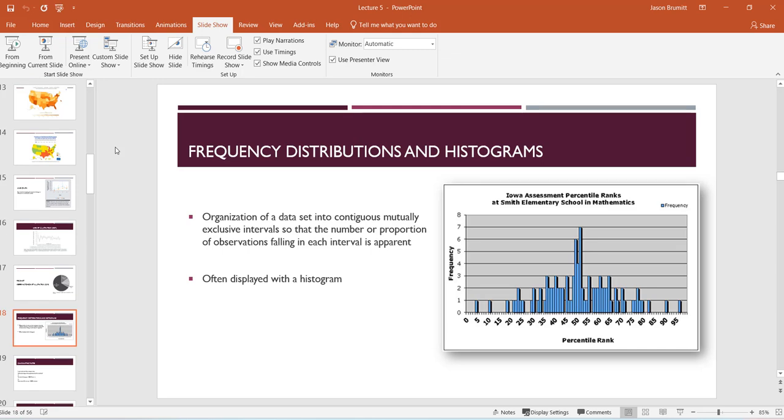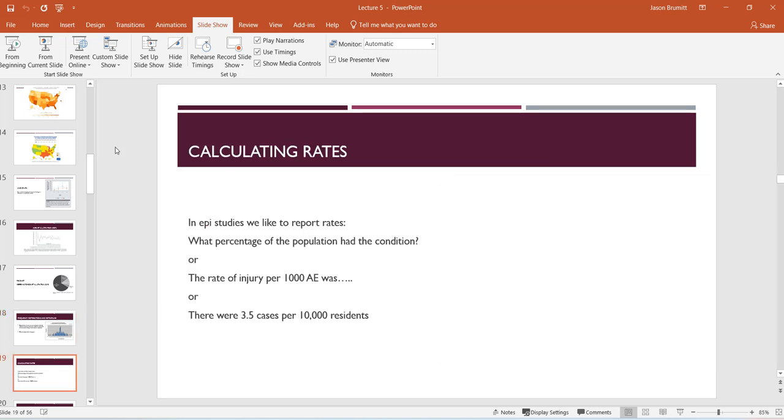Histograms: organization of a data set into contiguous mutually exclusive intervals so that the number or proportion of observations falling in each interval is apparent. So histograms here, in this particular example, show percentile ranks at Smith Elementary School in mathematics. I couldn't find one from many of the articles that I like to look at, so this is kind of the best I could come up with, but again, it's another way to show or present data.